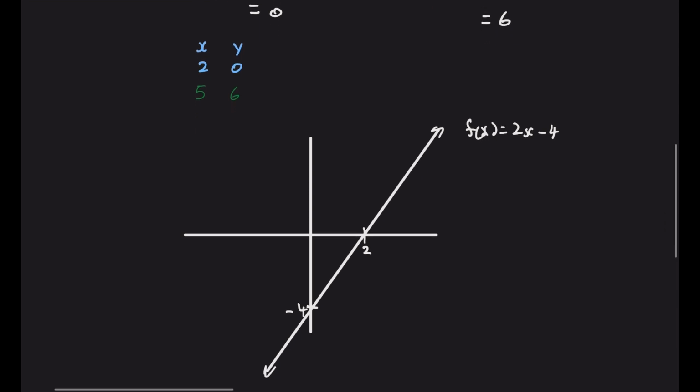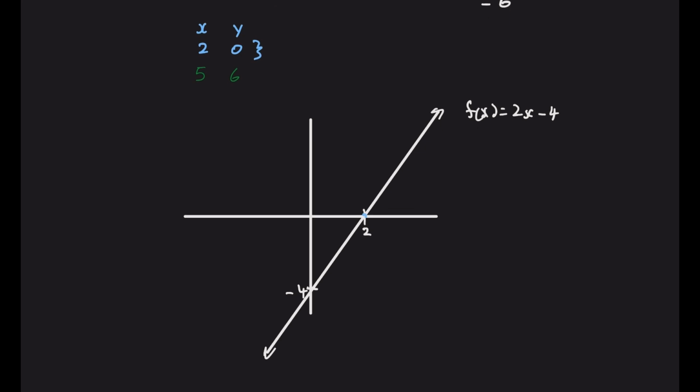So let's see here. So 2 and 0. When x is 2, y is 0, that's this point right here. And then when x is 5 and y is 6, it's going to be 3, 4, 5. It's going to be somewhere out here. But the whole point is that it's going to follow the graph. Like that.